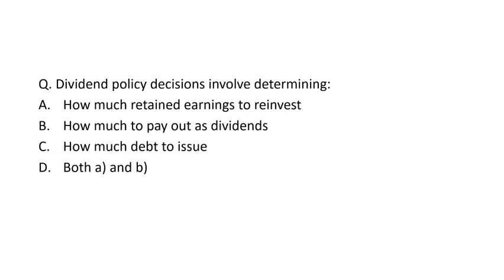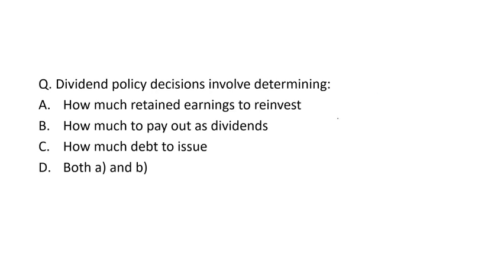Let's see the next question. Dividend policy decisions involve determining how much retained earnings to reinvest and how much to pay out as a dividend, how much debt to issue, and option number D, both A and B. I hope you may be feeling this question is easy, but don't make haste. Take proper decisions while selecting the answer. So what does a dividend policy decision determine? Suppose a company has earned profits of 1 lakh. It has both the options.